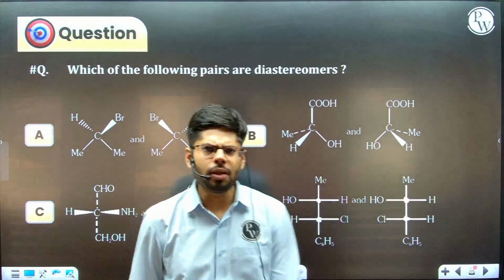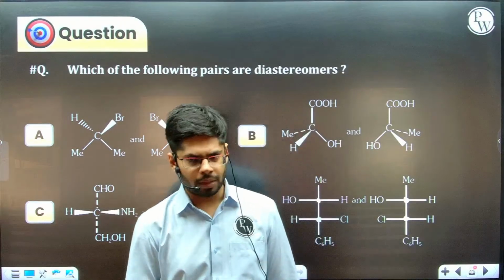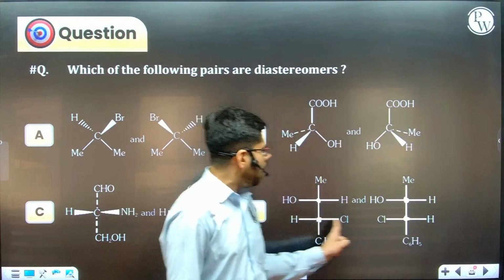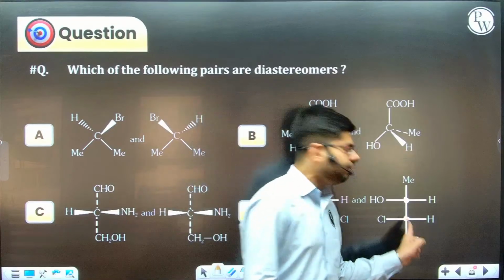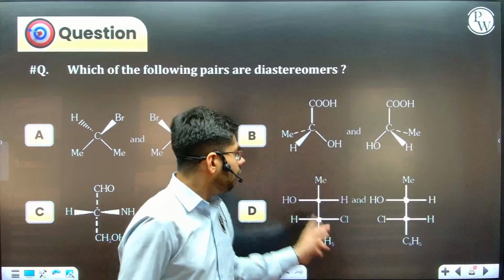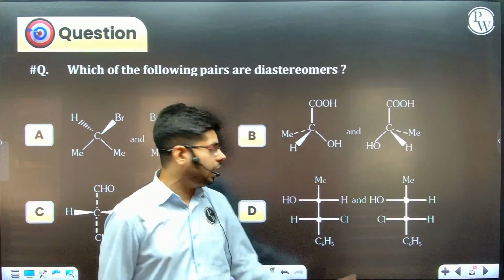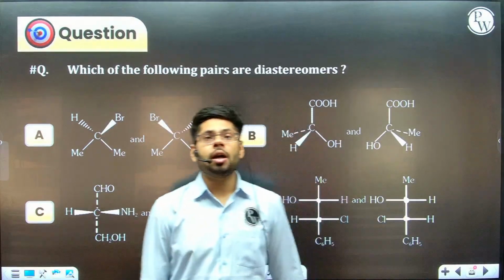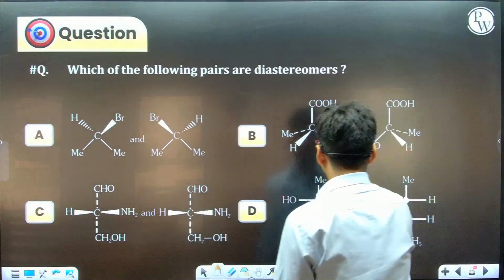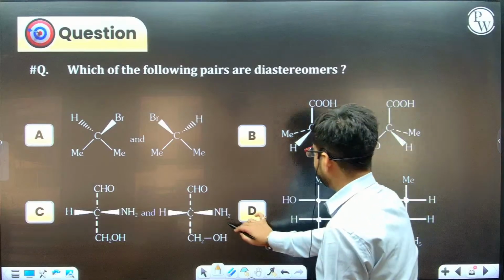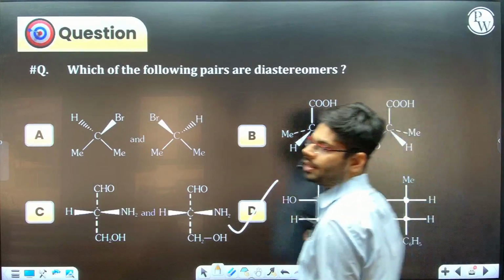Inversion. Now what is inversion? Inversion means change in the configuration. So if configuration here is R, then configuration here will be S. If configuration here is S, then configuration here will be R. So there has been an inversion. Why has there been an inversion? Inversion has happened because there has been only one swap. So inversion has happened here, and no inversion has happened there. So I will say that these two are diastereomers of each other.